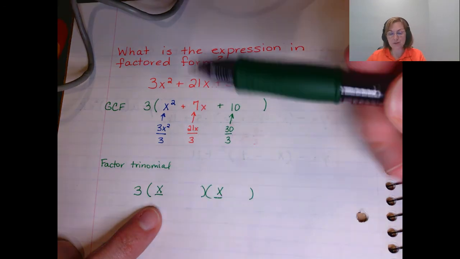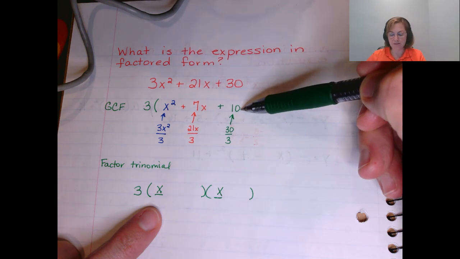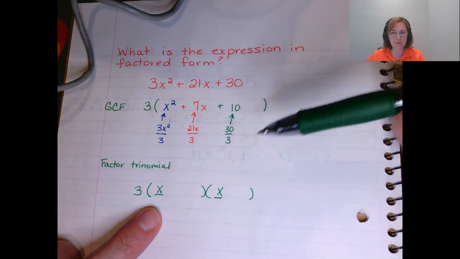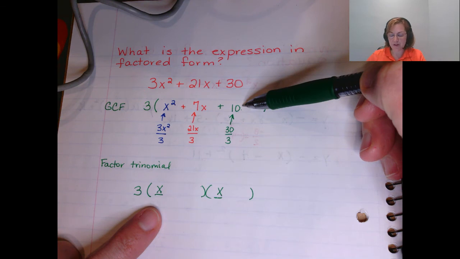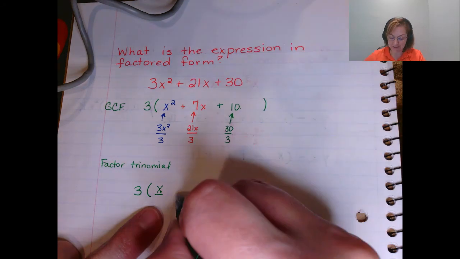That would have to be x and x. Then I want you to ask yourself, what two numbers will multiply to give me 10, but add to give me 7? Let me say that one more time. What two numbers will multiply to give me 10, but will add to give me 7? I hope you're thinking 5 and 2.